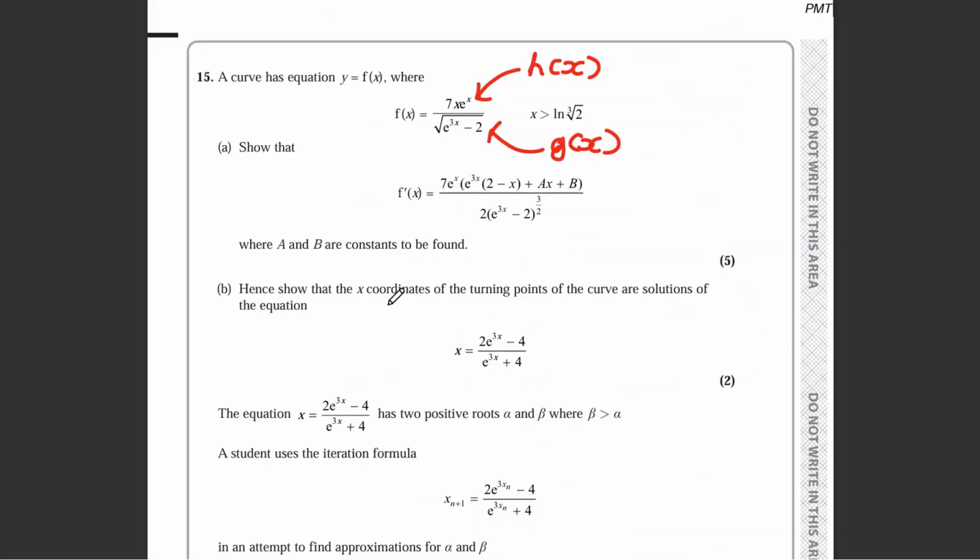Okay, so for part B, we need to show that the x-coordinates of the turning points of the curve are solutions of this equation here, and this is worth 2 marks. Okay, so this is to do with iteration, which I haven't actually released videos on yet, Year 2, Chapter 10 is the only chapter I haven't released videos on yet, but I'll still go through the question. So remember, turning points exist when f dash of x is equal to 0. So what we're going to do, this f dash of x that we figured out in part A, we're going to set this f dash of x equal to 0 and rearrange it into this format here.